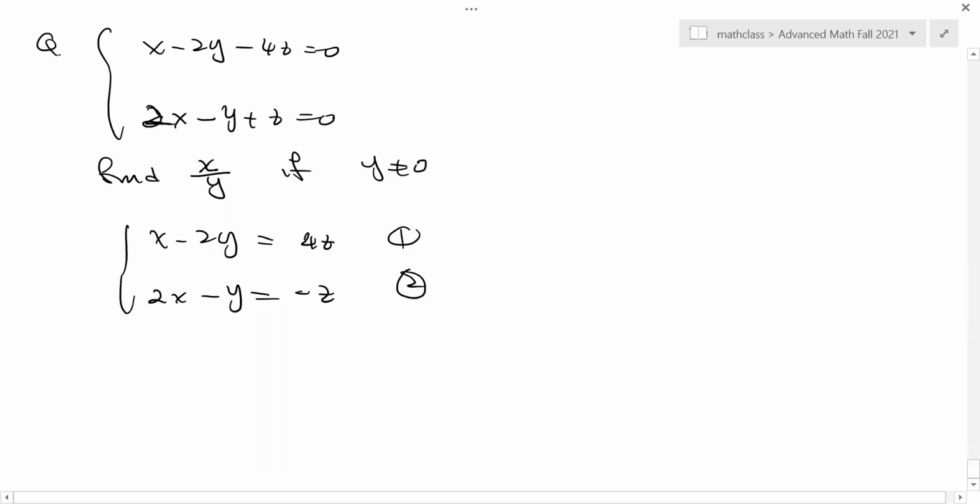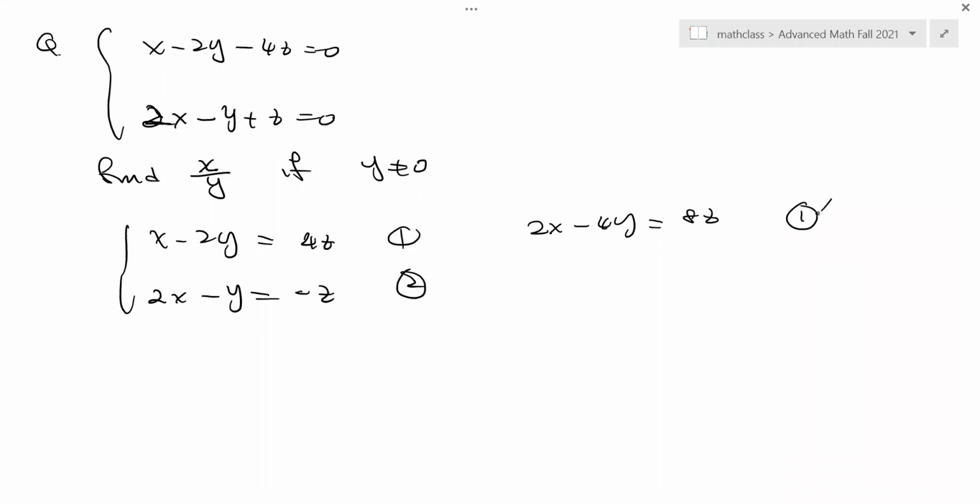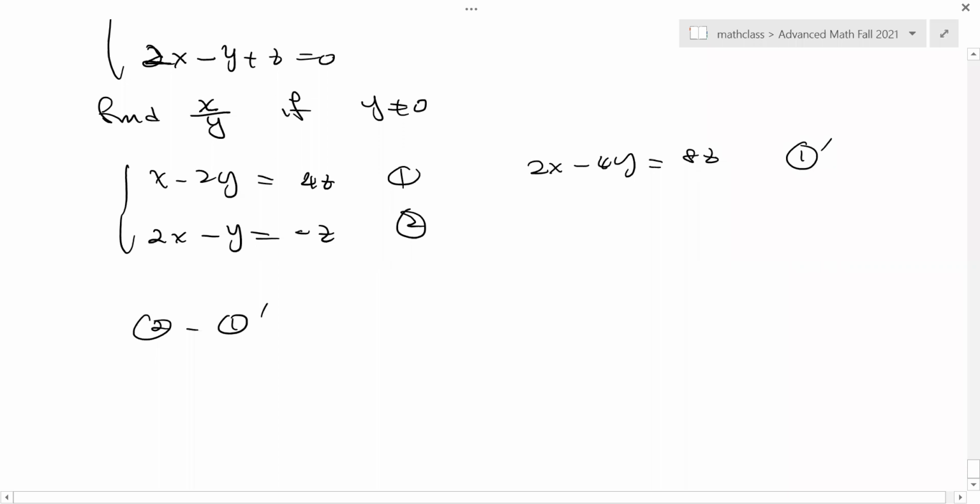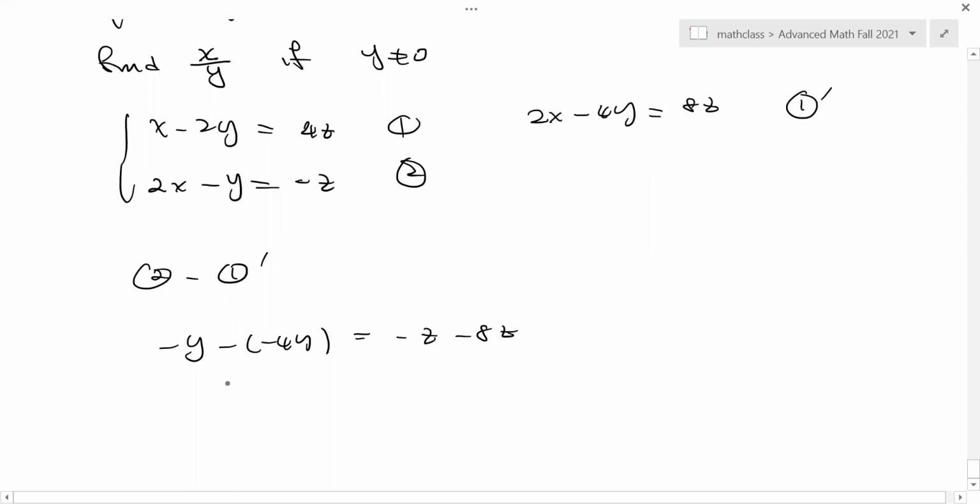Well, how can I eliminate a variable? I can multiply the first equation by 2. So I get 2x - 4y = 8z. That's equation 1 prime, right? You multiply each term by 2. Then I do the subtraction, equation 2 minus equation 1 prime. So 2x is gone. Negative y minus negative 4y, and here negative z minus 8z, okay? So I get 3y = -9z.